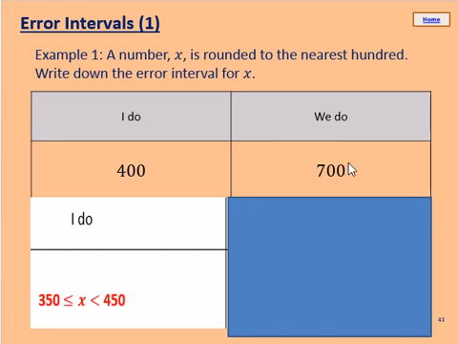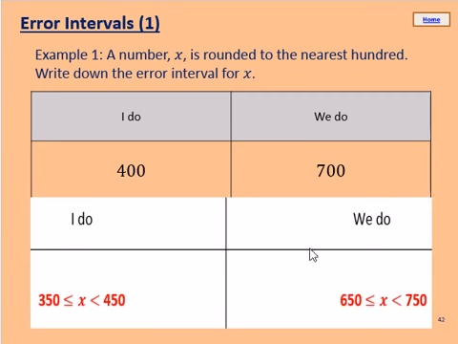So for the we do, x has been rounded to the nearest 100 to 700. So what numbers could it have possibly been to round to 700? Write it as an inequality here. So please pause the video, copy down the I do, and then do the we do. So pause the video now and we'll go through the answer afterwards.